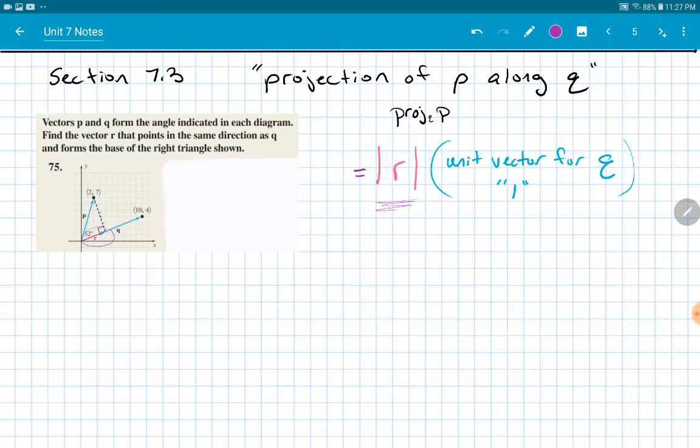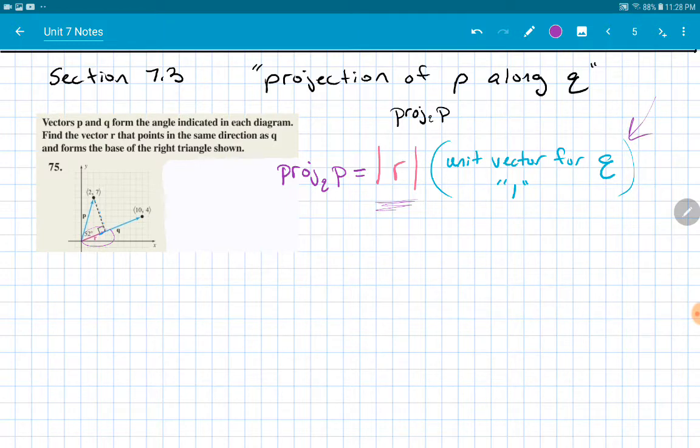So let's see, what should we call this? This is the projection of P onto Q. Okay, so let's find those things that we need. First of all, how do we find the unit vector for Q? Because we need that right here.